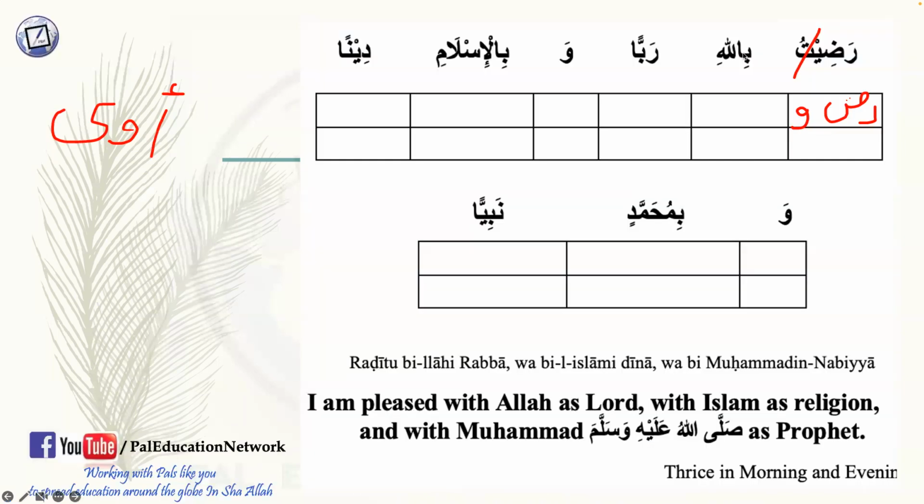Okay. And we get Hamza, Lam, and Ha. So let's do that simple process of elimination. The ba means with. That's something you attach in the beginning. Okay. So Raditu, I'm pleased, and then the meaning is with here. And then the remaining word was Allah. And when I cross out the extra, then it's Lam and Ha. Hamza, Lam, and Ha. I'm pleased with Allah.